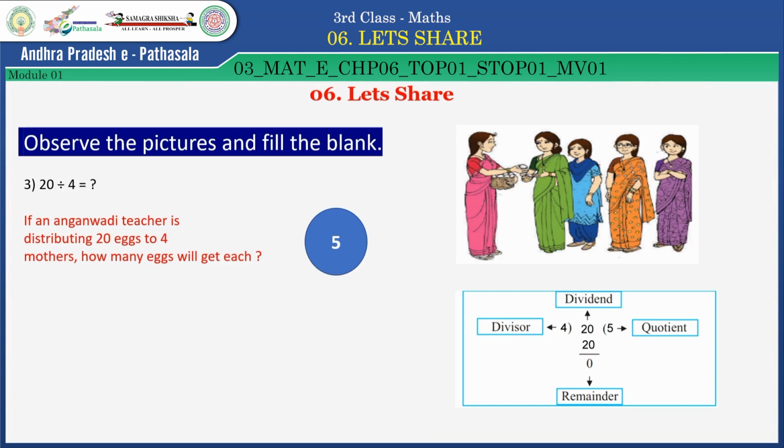In the 4 table, 4 fives are 20. 20 minus 20 is 0. The remainder is 0 and the quotient is 5. That is, the answer is 5. That means each mother gets 5 eggs.